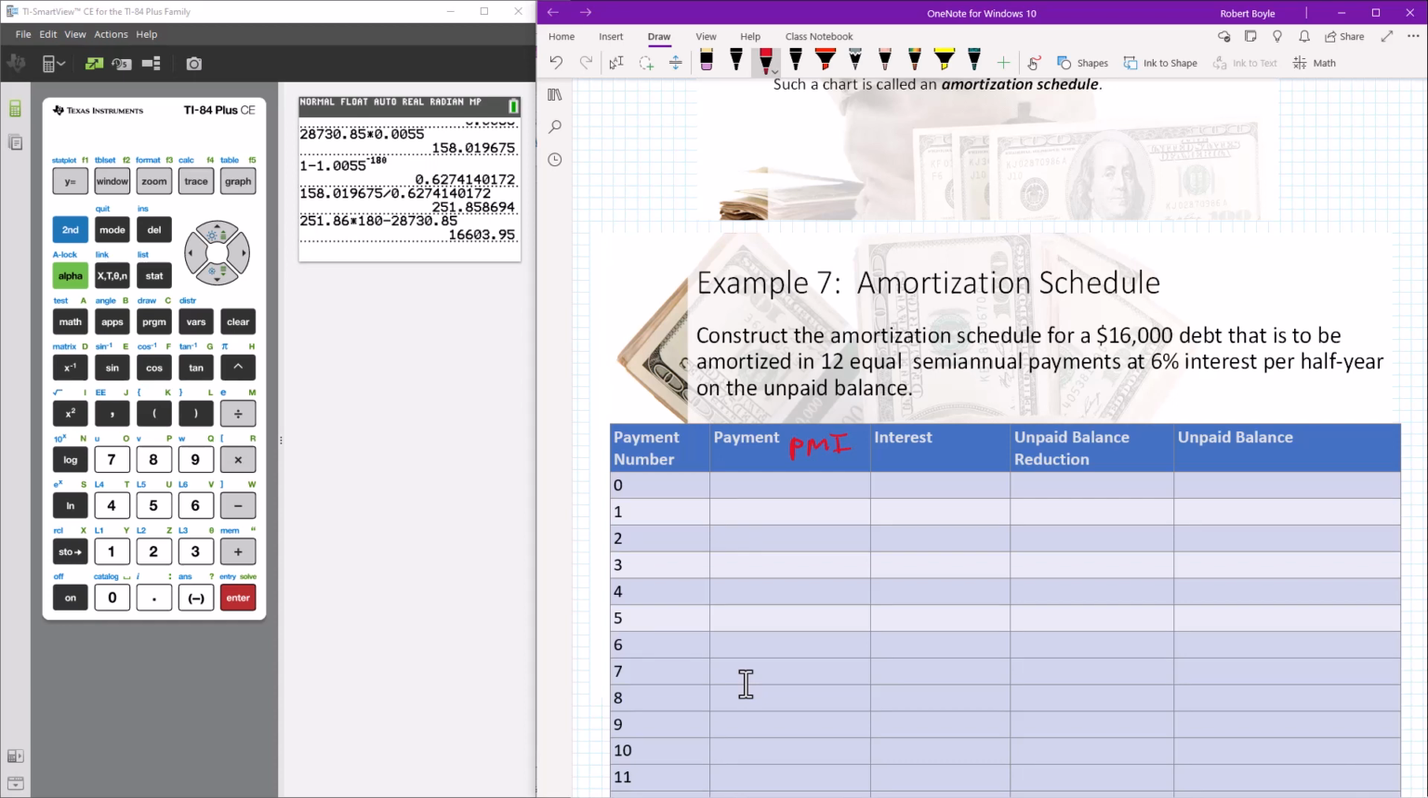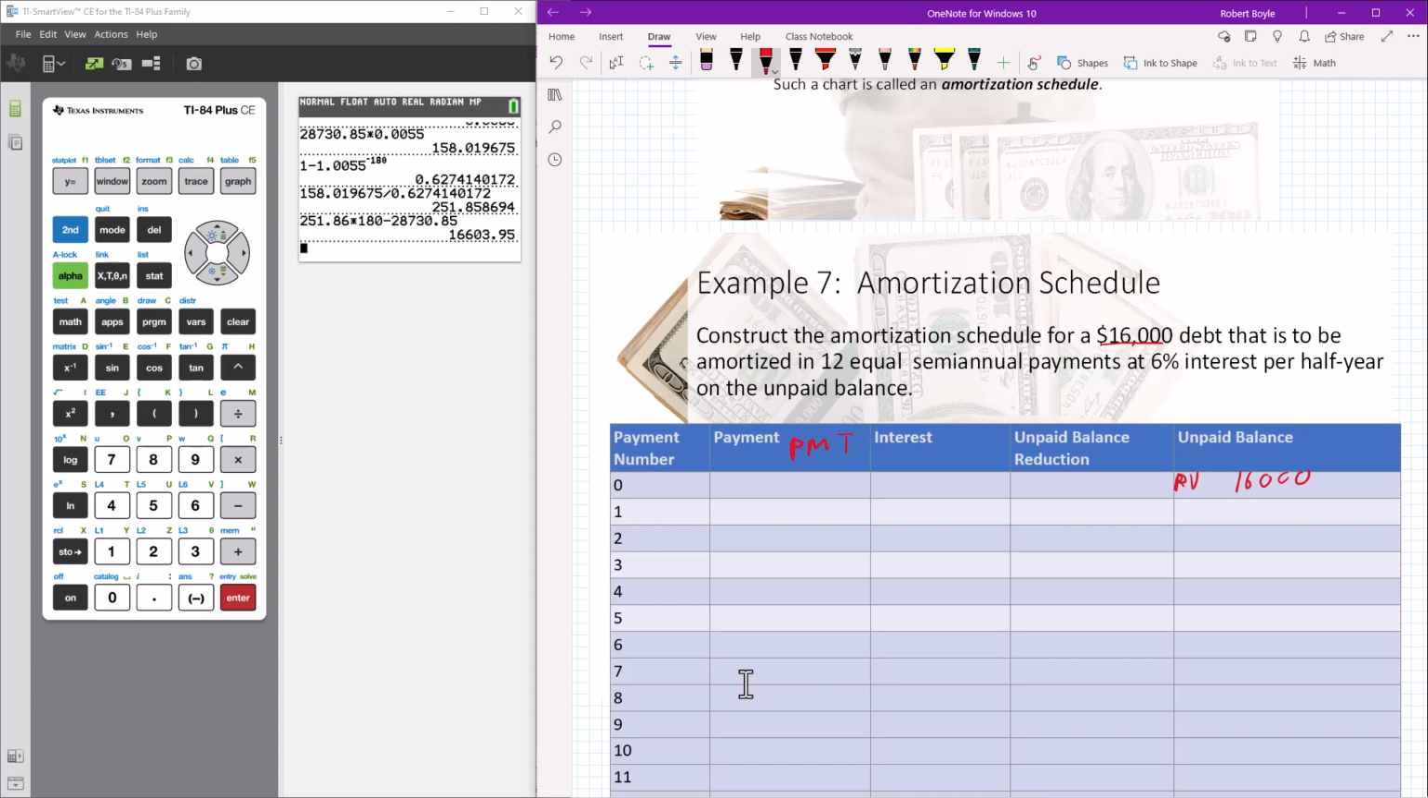And this point right here is the present value. Now, the present value is going to be the amount you borrowed. You borrowed $16,000, so $16,000 goes here. Now, before we can continue, that was a mistake. That shouldn't be PMI. That should be PMT. Before we continue, we need to figure out what our payment's going to be.